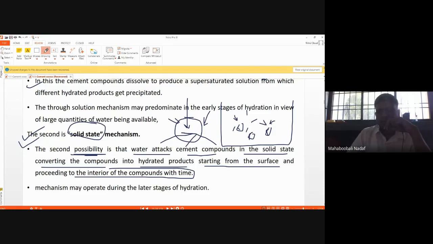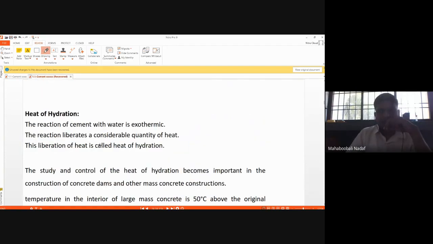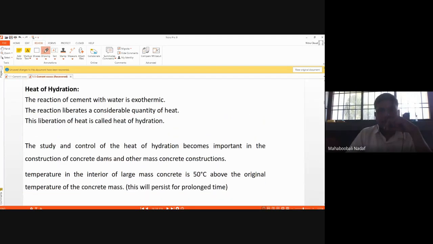Okay. Now, what is this heat of hydration? Heat of hydration means what? During the reaction, heat is generated. That is what we call heat of hydration. Everyone is aware of these things. Whenever you add cement, during plastering and all, you can sense some heat on the surface.